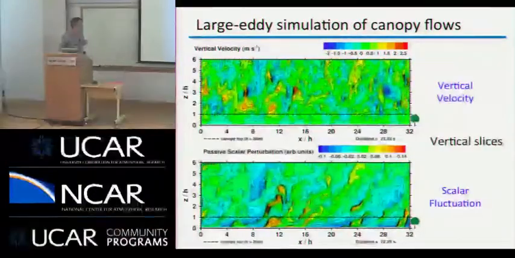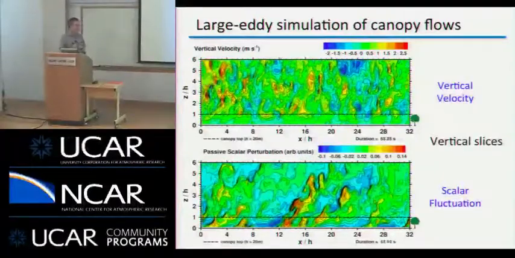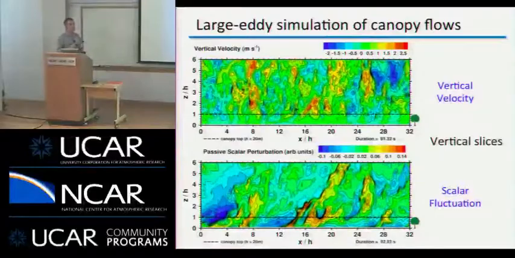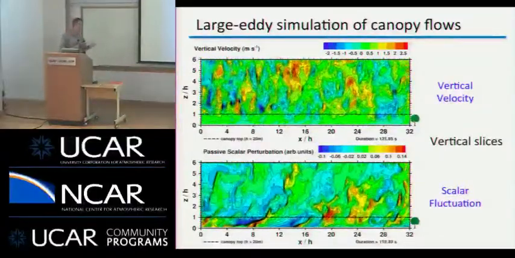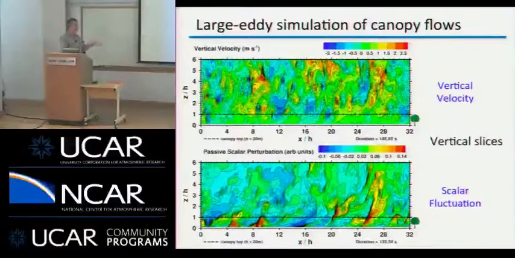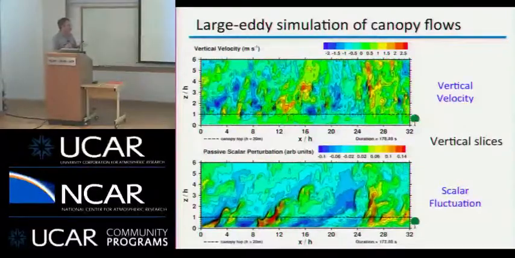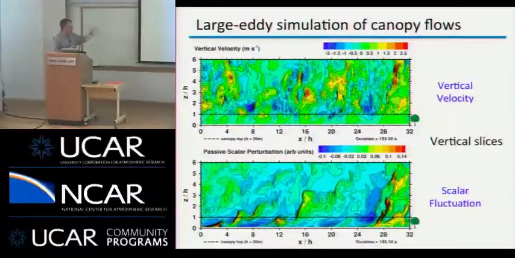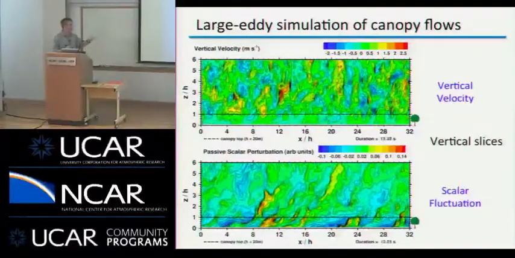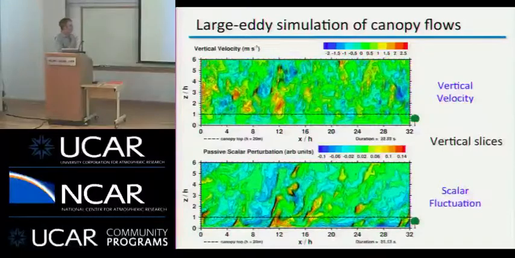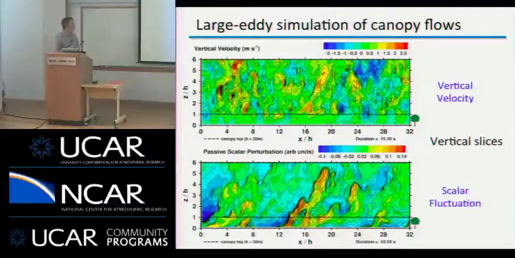Back in my PhD days, we started using numerical three-dimensional simulation calculations, trying to use these tools to get at what the characteristic motions are. Here we're showing slices. This is the time evolution of a slice of a passive scalar that's being emitted by the trees at the bottom of the panel, and the time evolution of the vertical velocity field here.